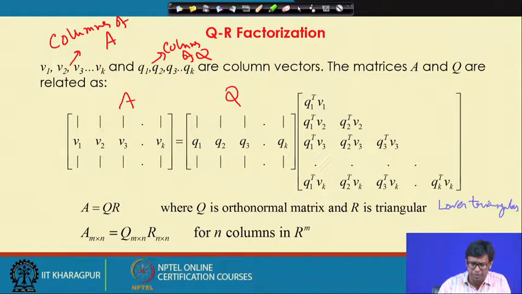If A is m into n, that means A has m rows and n columns. So there are n independent columns, and all the column vectors are members of vector space R^m. So A is m into n, Q is m into n and R is n into n. If we have n independent columns in R^m, that means the number of columns is either equal to or less than the number of rows. So A will have a shape like this.